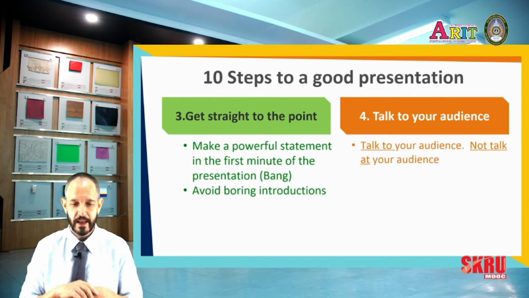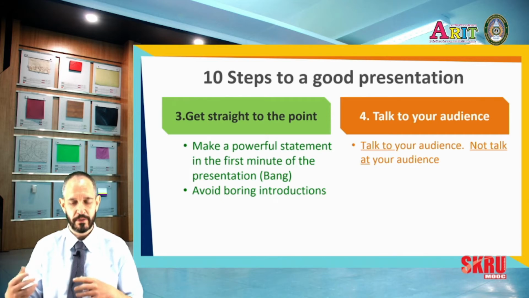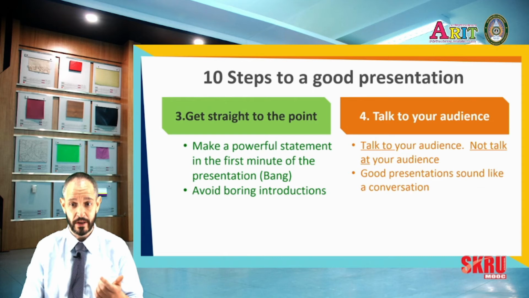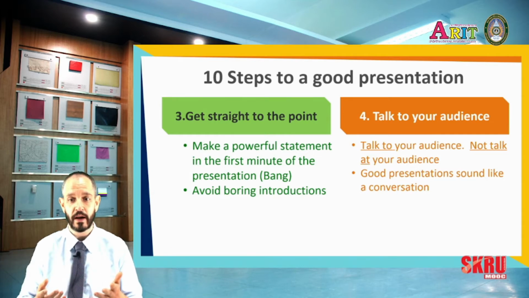Step 4 is talk to your audience, not talk at your audience. You're not giving a lecture, you're not rambling on, so you want to talk to your audience. It should sound like a conversation when you're talking to them. Ask them questions, make eye contact. Don't just stare off into the distance and ramble on. Make it so that they are part of the conversation, that they have attachment to you and your message.